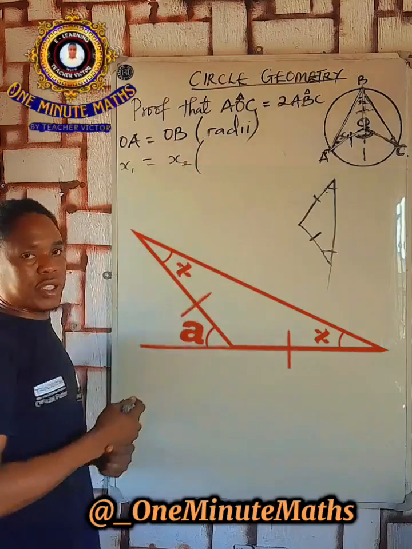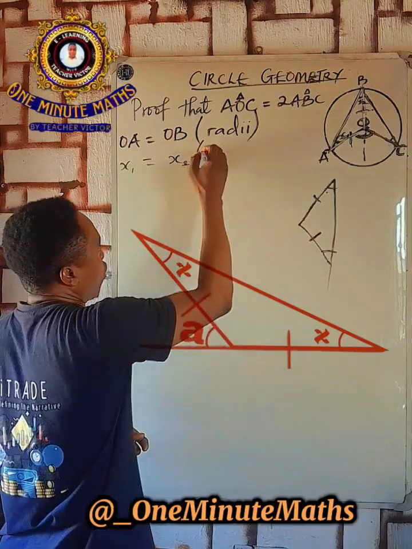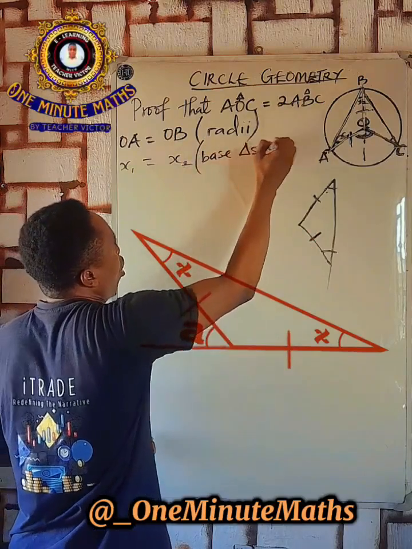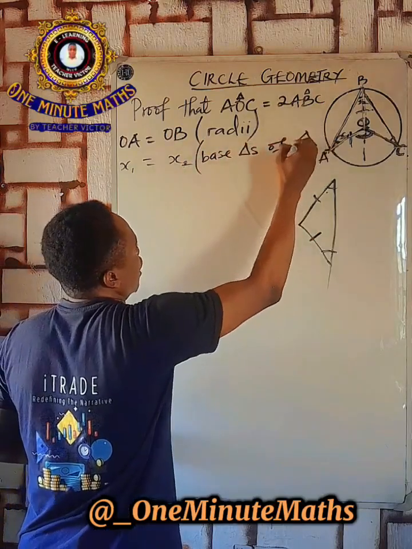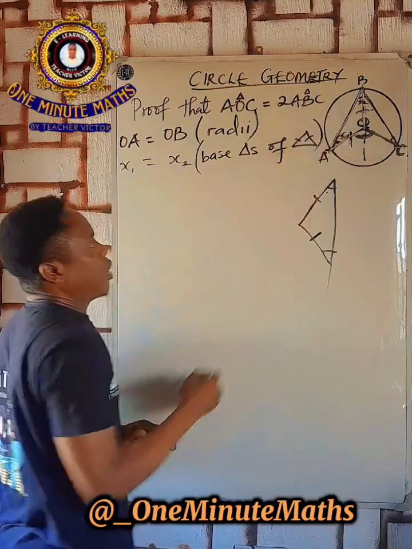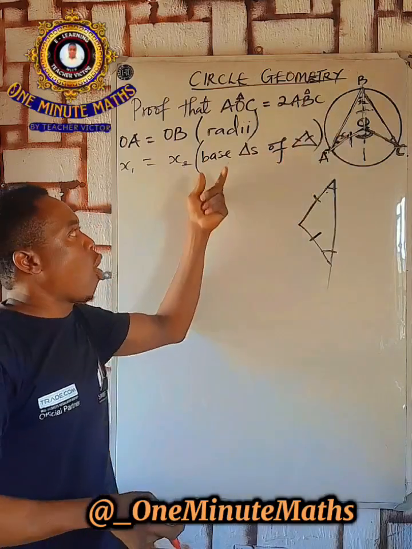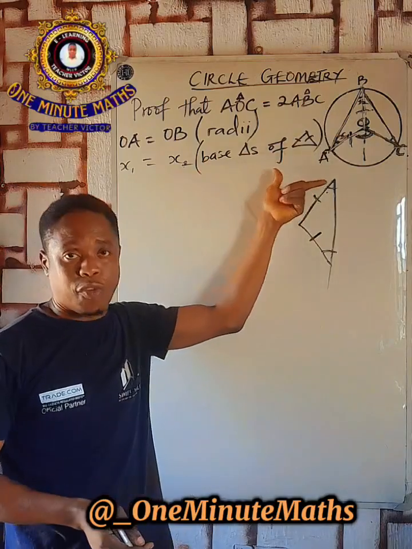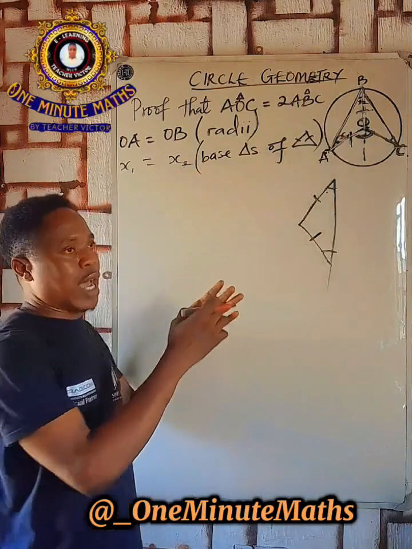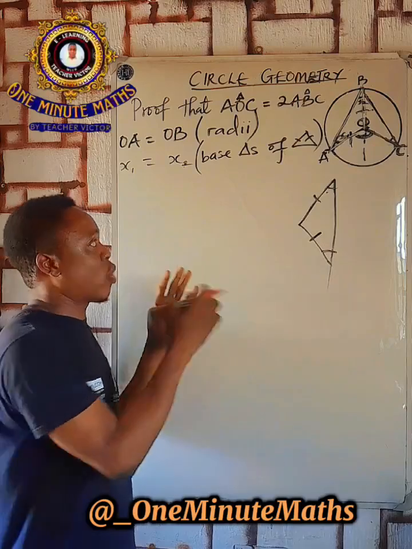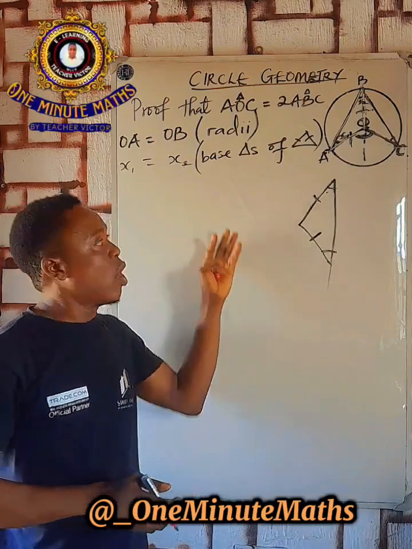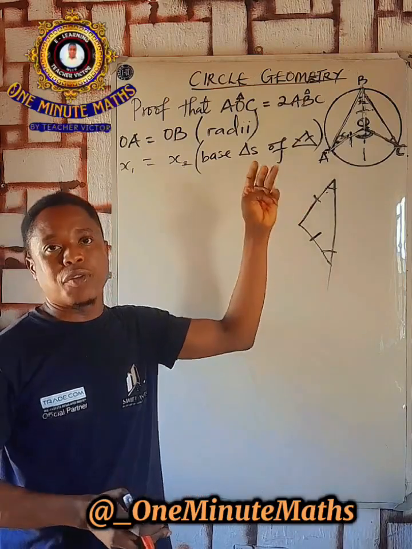What is our reason for saying this? We said because they are what? Base angles of isosceles triangle. Now take note. Always write your reasons for every statement in full. It is just because I want to make this quick that I'm shortening everything. So in your own case, when you are proving, always write it out in full.